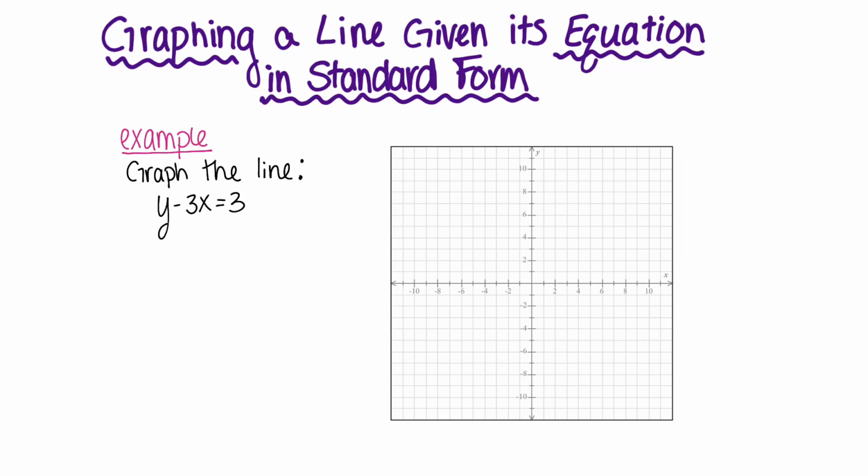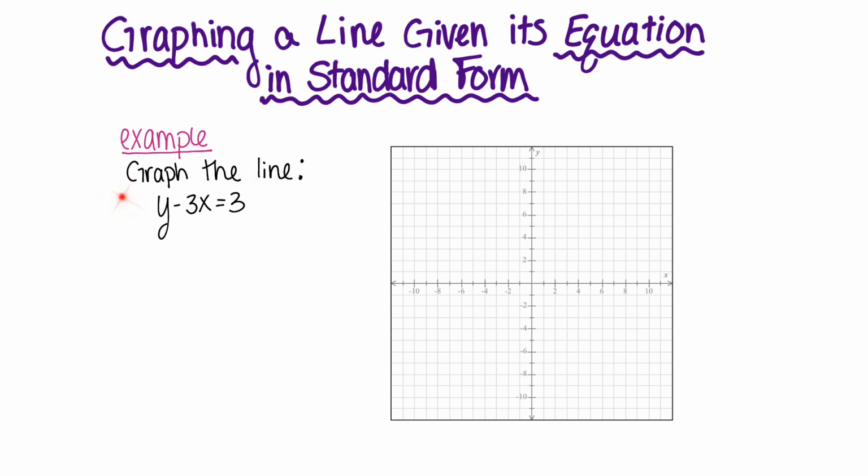Graphing a line given its equation in standard form. For this topic, you have choices on how you go about solving these problems. I would say when you have an equation in standard form, so standard form means that you have the x and the y both on the left-hand side, that it's a little easier to just find the x and y intercepts and plot the x and y intercepts and then connect the dots to form a line. So you have that option.